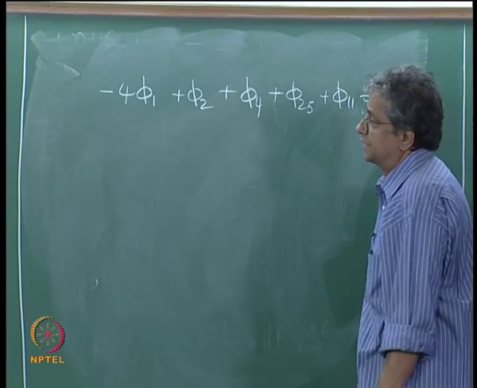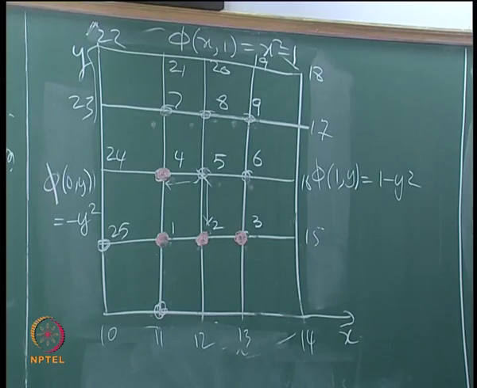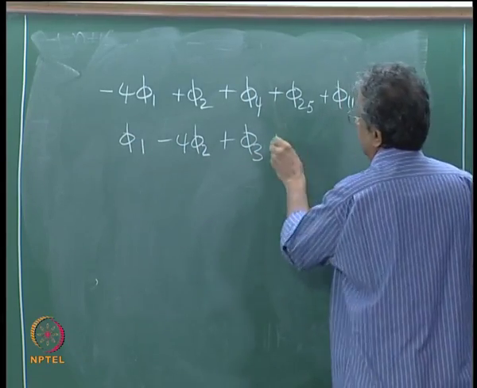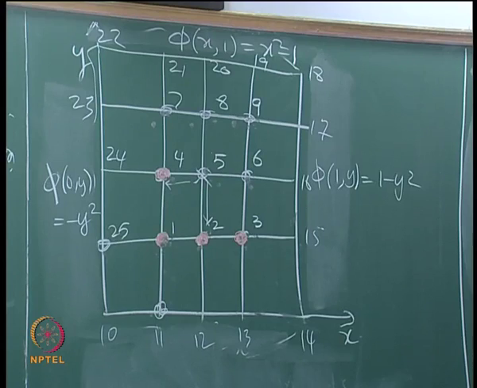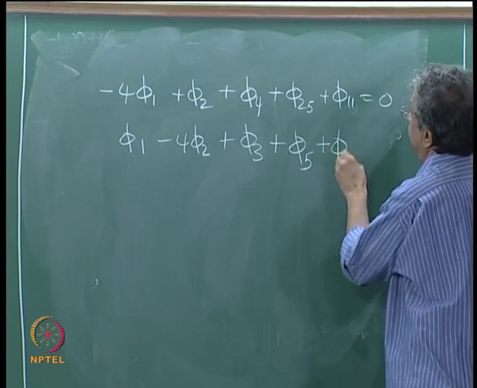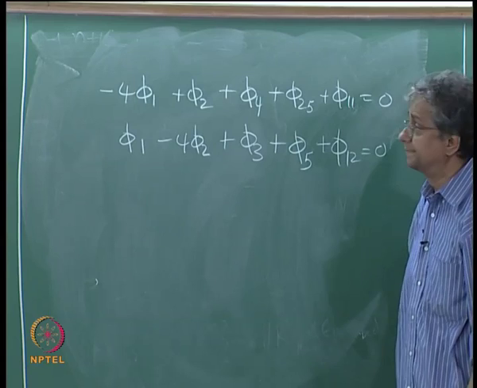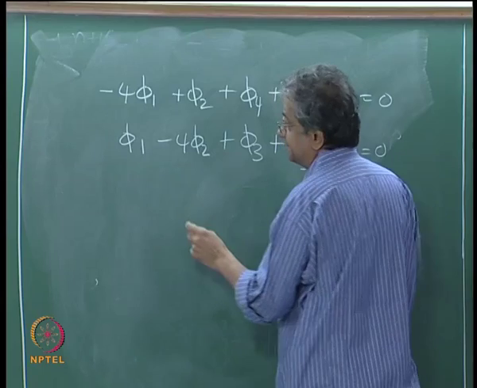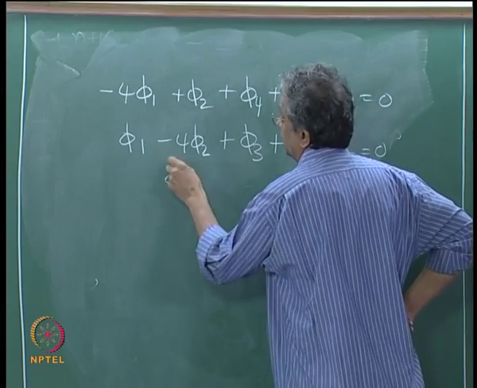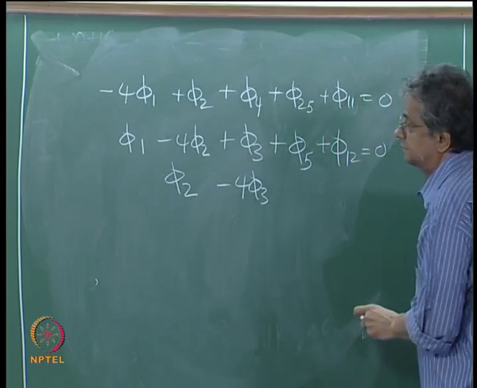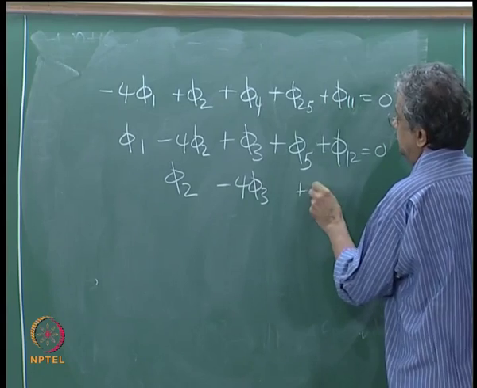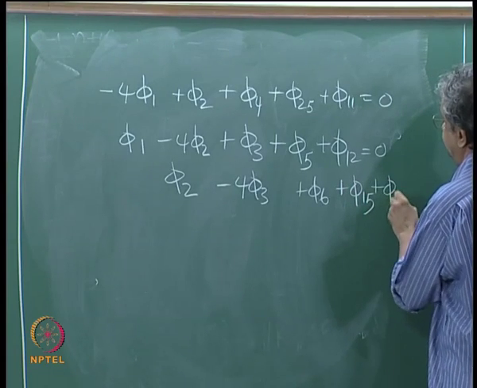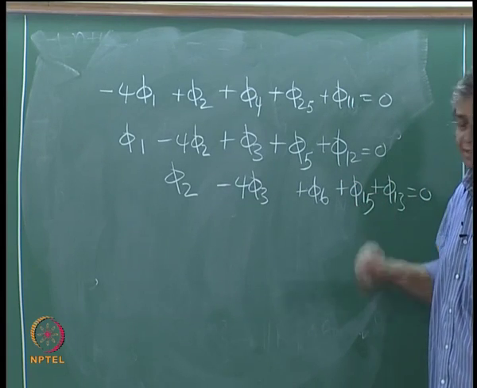Is that fine? What's the next one turn out to be? Phi 1 minus 4 phi 2 plus phi 3 plus phi 5 plus phi 12 equals 0. Are you making sense? We will write one more. So there is no phi 1. Phi 2 minus 4 phi 3 plus phi 6, and then you get two boundary points, plus phi 15 plus phi 13 equals 0. Of course the boundary points we are going to take over to the right hand side.